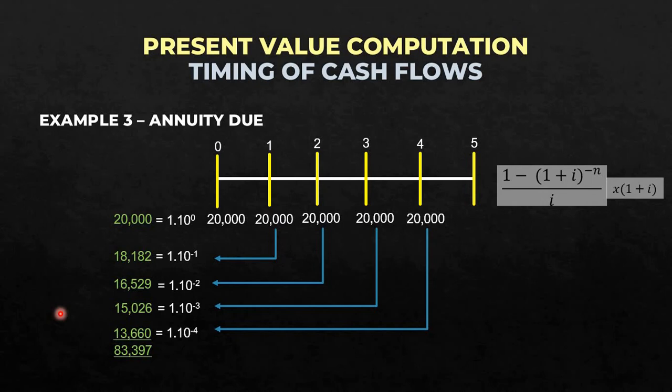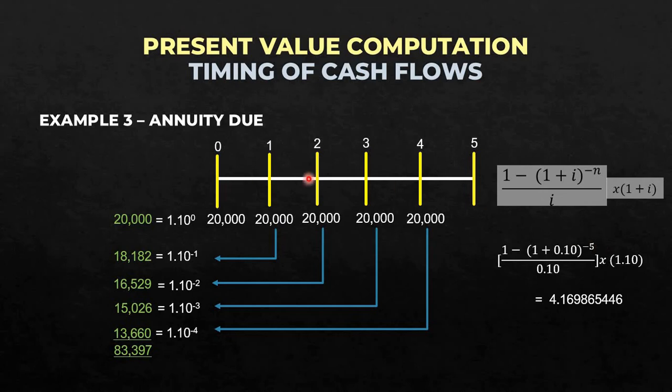So, isubstitute na natin yung ating mga variables. So, 1 plus 0.10 raised to negative 5, tapos i-minus natin yan sa 1, divided by 0.10. Tapos, times natin sa 1.10. So, ang sagot dyan, pag ginamit mo ang iyong calculator is 4.169865446.